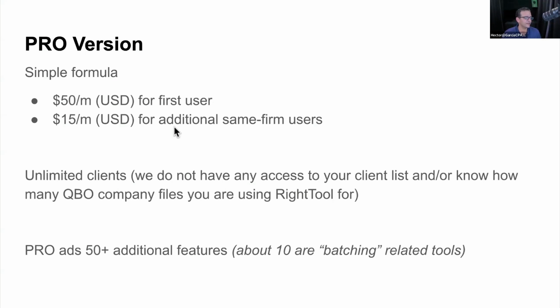Our philosophy is it's unlimited clients. As a matter of fact, we don't have access to your client list, or we don't know how many QBO company files are in RightTool. We could run a report that shows us about how many different company files you switch to, but we really don't have API access to this company. We don't have a database of the clients that you have.